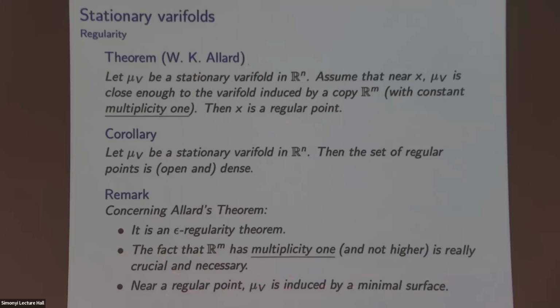And finally, let me add this almost trivial comment: near a regular point, your varifold is induced by a submanifold, but your varifold is stationary. So this submanifold must be stationary itself, just take variations in that neighborhood. And so that was a minimal surface. And this was just to say that if you are at a regular point, then you are much more than regular, because minimal surfaces enjoy a very beautiful regularity theory.